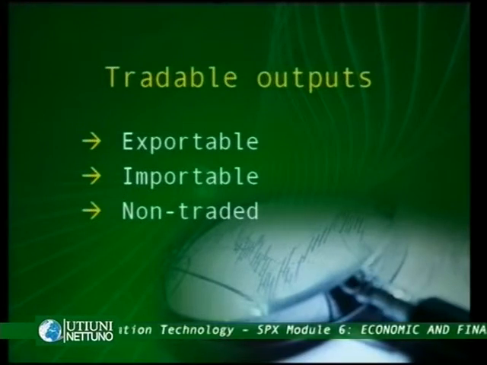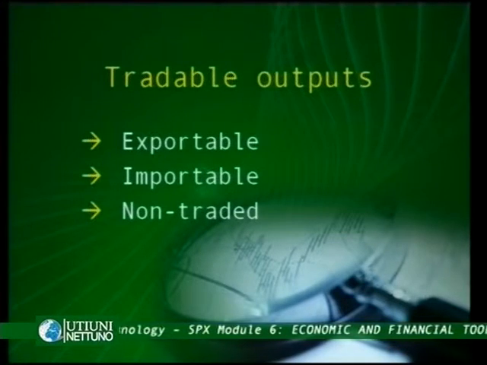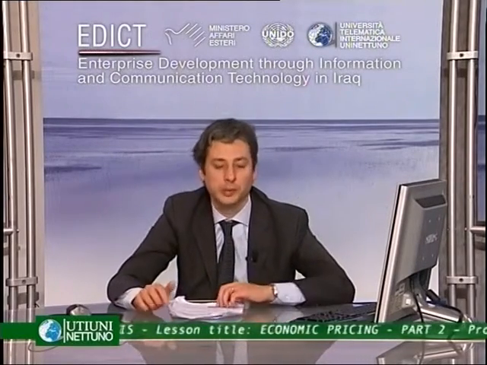When we refer to non-traded goods, clearly we refer to those goods that are non-traded because of government policies, but that could be traded if some constraints were released. So we are not talking about non-tradable goods. So in this case, non-traded outputs will be treated in the same fashion as tradable outputs.